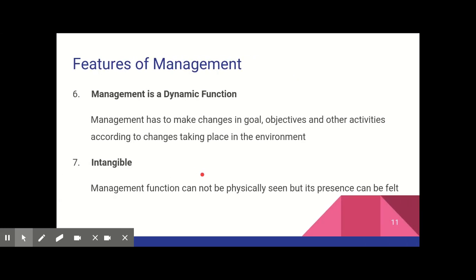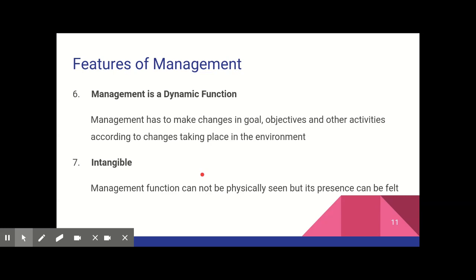Management is a dynamic function. In the sense, management has to change its goals, objectives, and all the other business activities according to the changes taking place in the environment. The environmental changes can be social changes or political changes or legal changes or technological changes. Whatever changes happen in the environment, the management should be dynamic enough to cope up with the changes. Management is an intangible force.